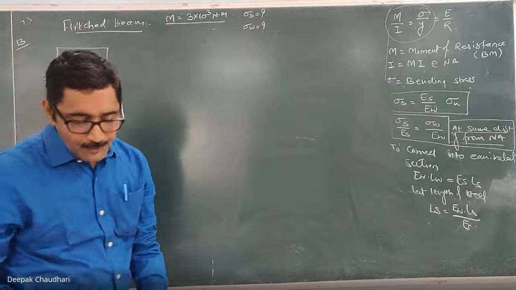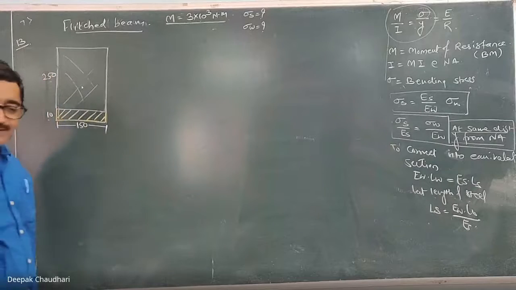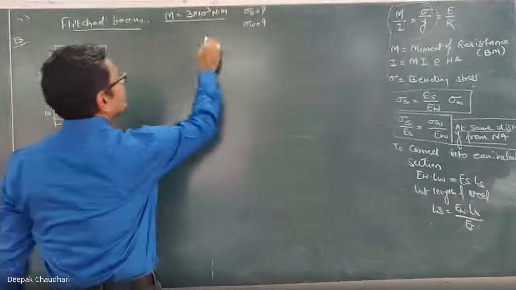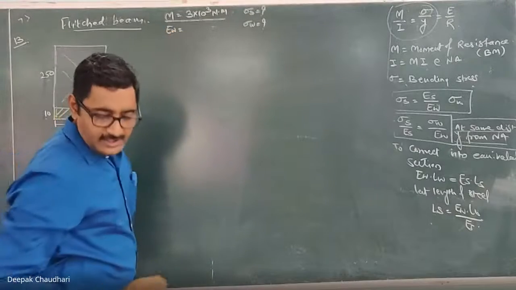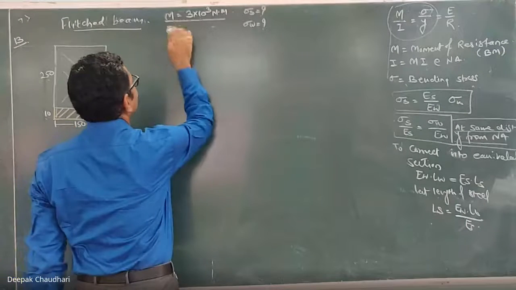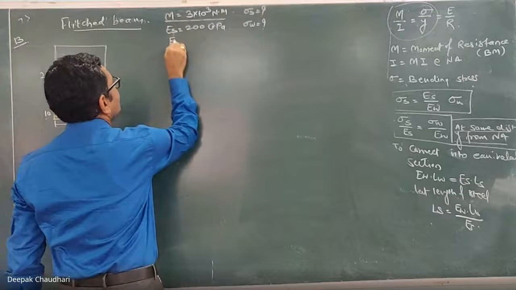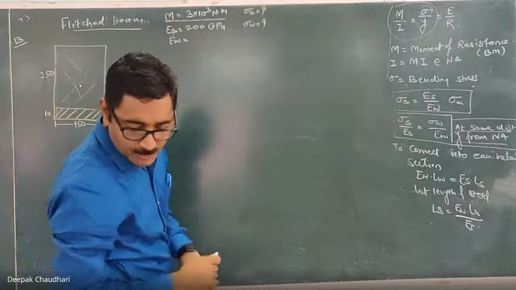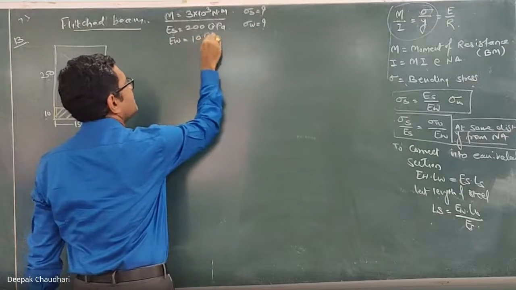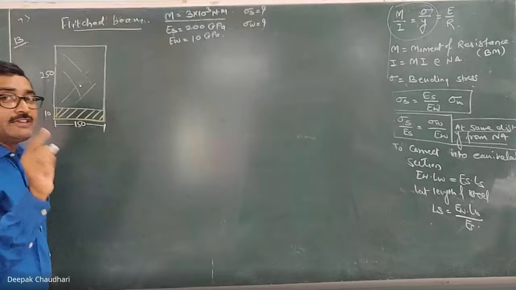I will tell you, but before proceeding further, first we need to locate the center of mass and the neutral axis. Here, one more relation is given: separate values are given instead of the relation. E_S equal to 200 GPa, and the modulus of elasticity of the wood is given as 10 GPa. So before proceeding further, first we have to locate the position of the center of mass, and for that we need to convert it into an equivalent section.